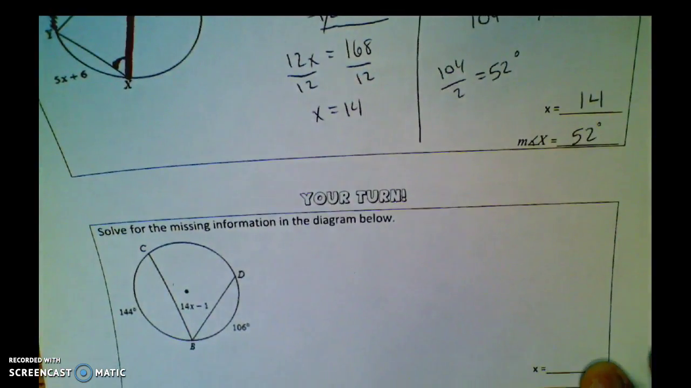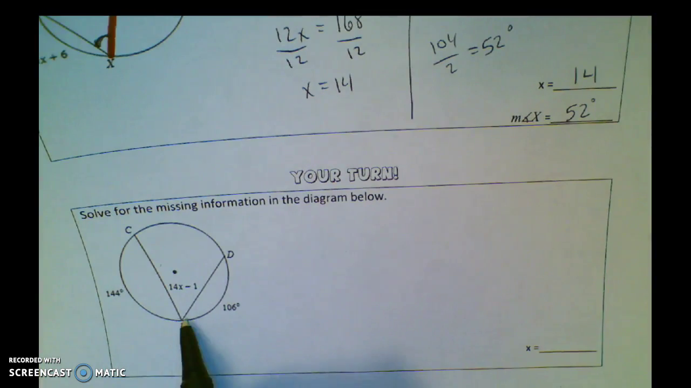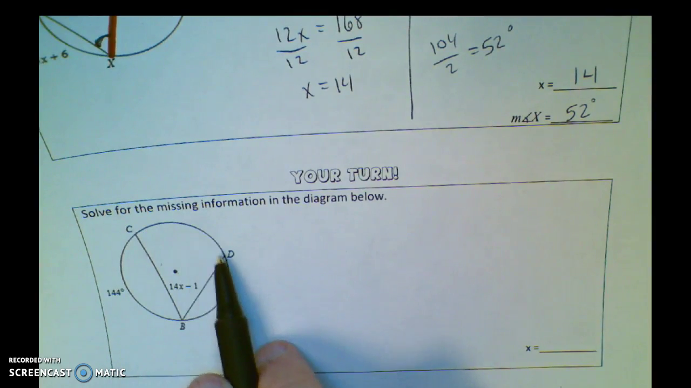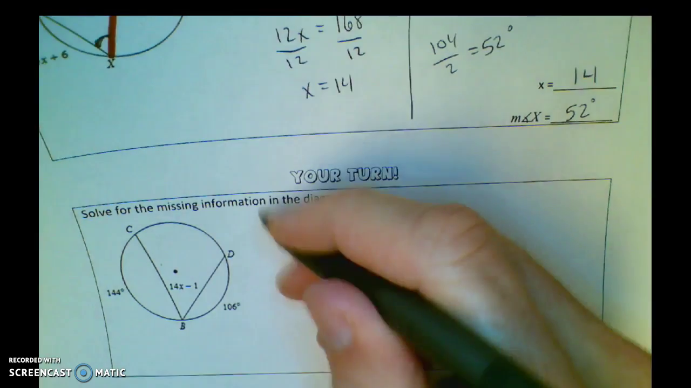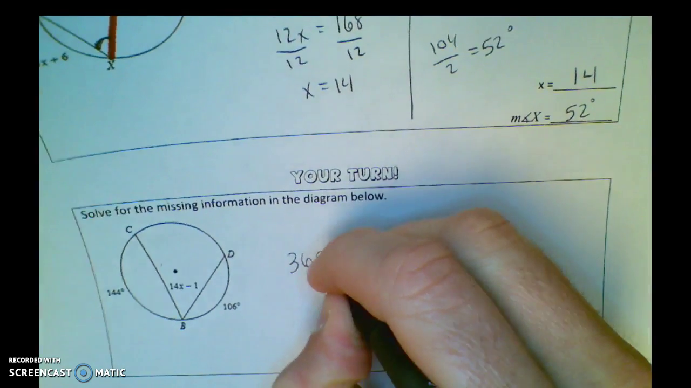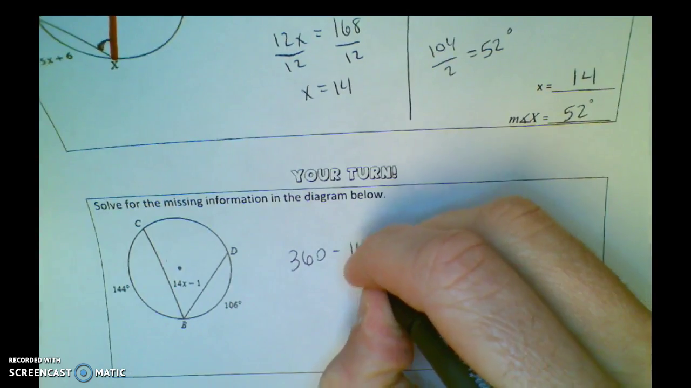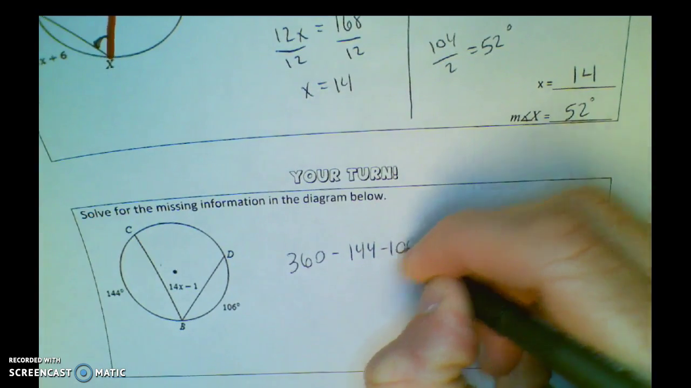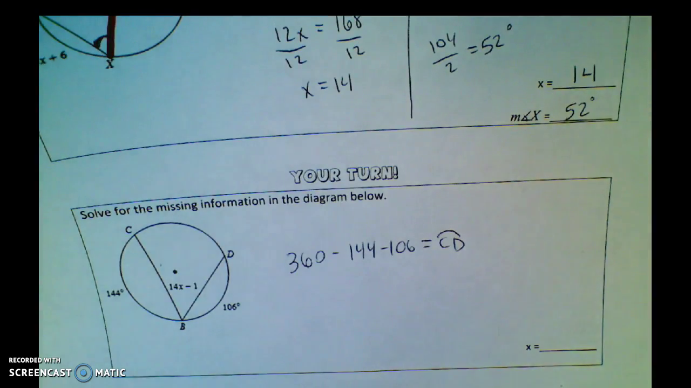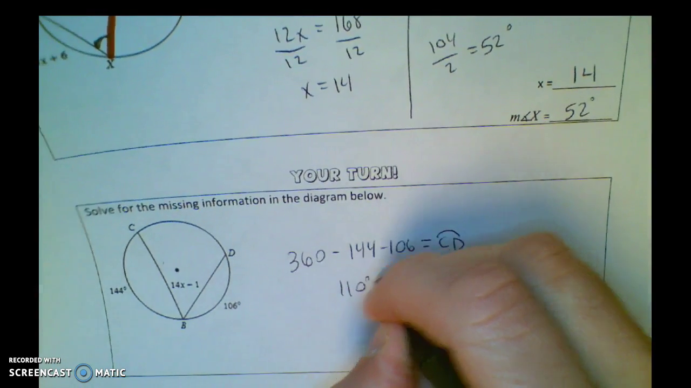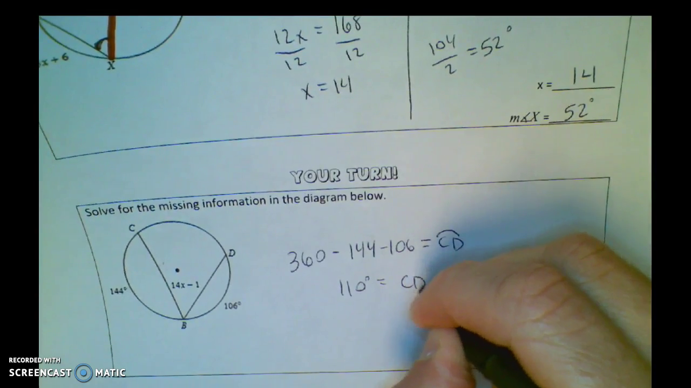Okay, last one. Here again I have an inscribed angle, and I'm looking for the value of X. If I can figure out my arc length, that'll help me solve for X. Remember, the circle adds up to equal 360 degrees. If I subtract each of the other arc measurements that are given to me, I can find the measurement of CD. So 360 minus 144 minus 106 is 110. That's the measurement of arc CD.